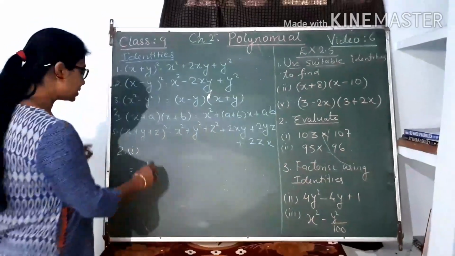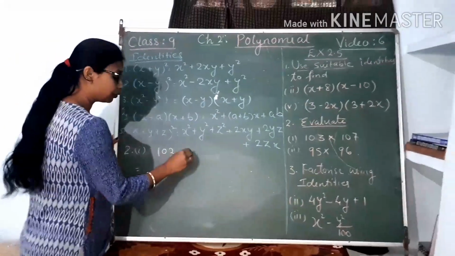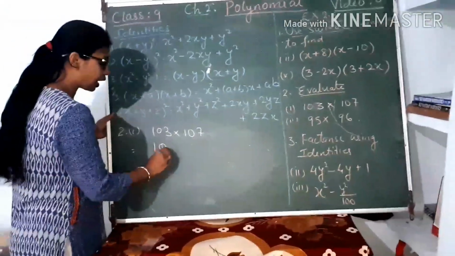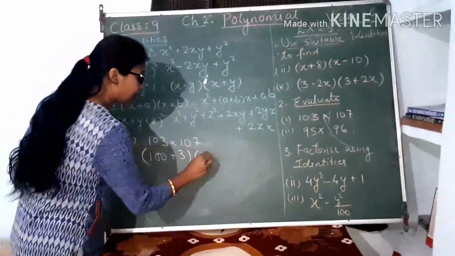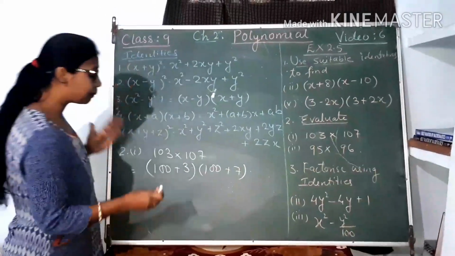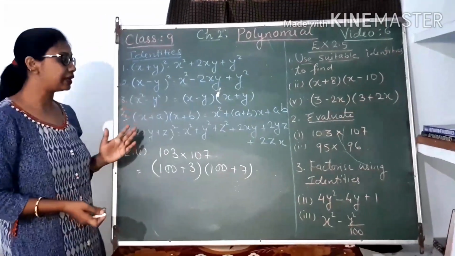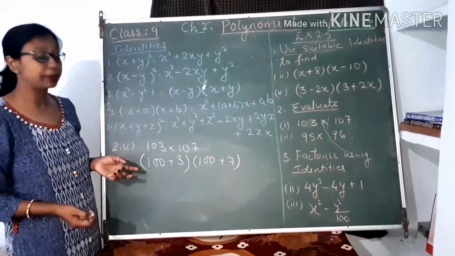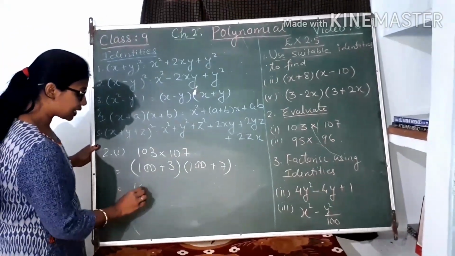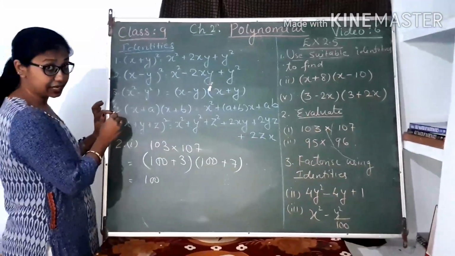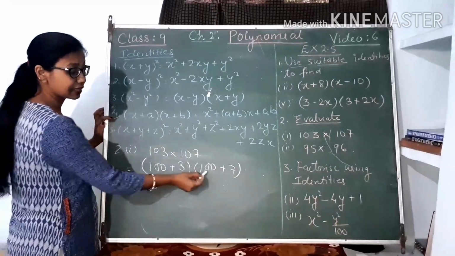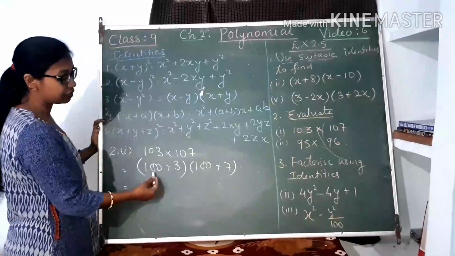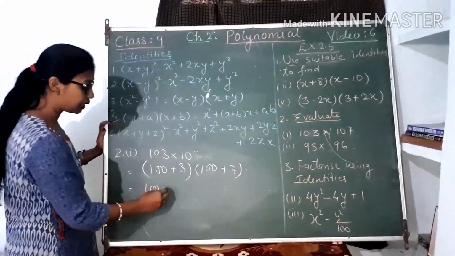First part, 103 into 107. Can you break this as 100 plus 3 and 100 plus 7? Now compare this with all the identities and check which identity we can apply here. (100 plus 3) into (100 plus 7). Can we write this as the fourth identity, (x plus a)(x plus b)? a is 3, b is 7 and the value of x is 100, same in both parts.